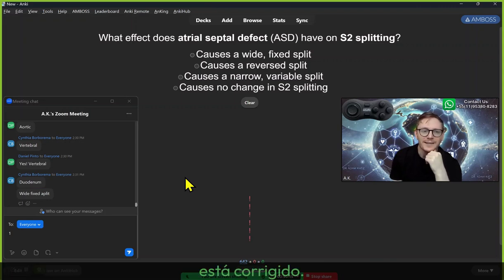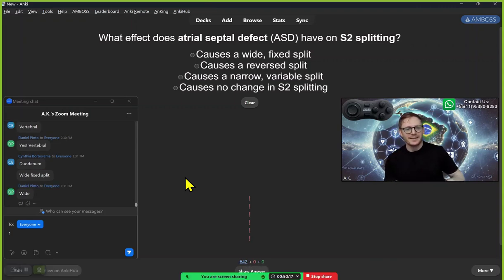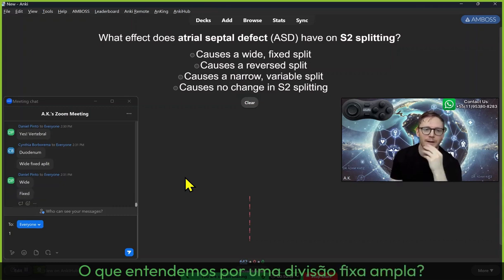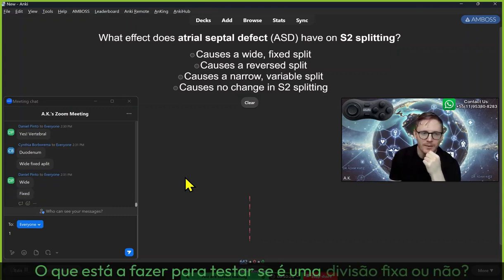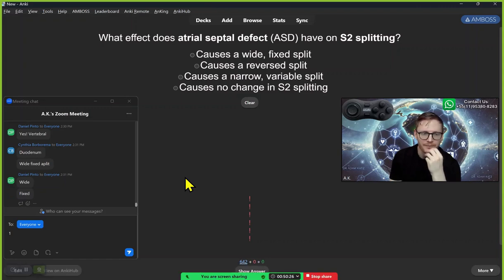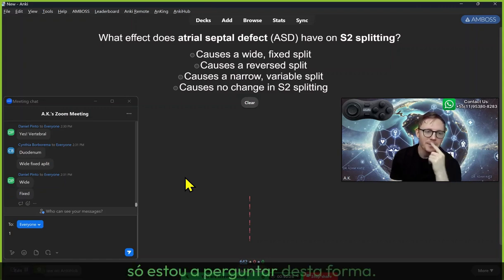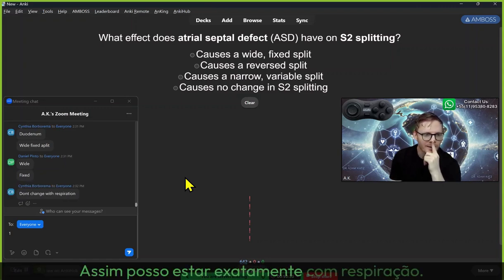Yeah, it's fixed. What do you mean by fixed? What do we mean by a wide fixed split? What are you doing to test whether it's a fixed split or not? I know you know it. I'm just asking in this way so I can be exact, with respiration.